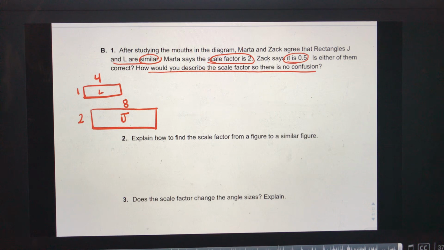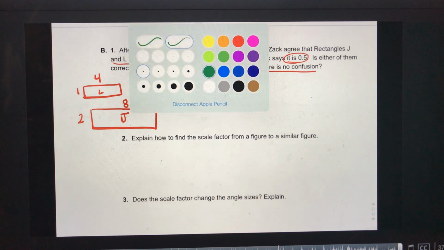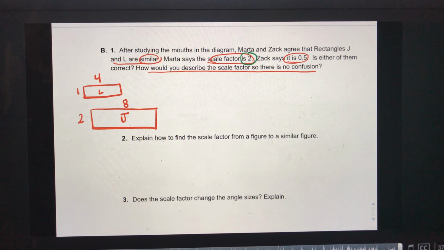Okay? Now, we came up with 2. This is the one that we came up with this way, times 2. So we know for sure that Marta is correct. Now, does that mean that Zach is incorrect? Well, not necessarily.